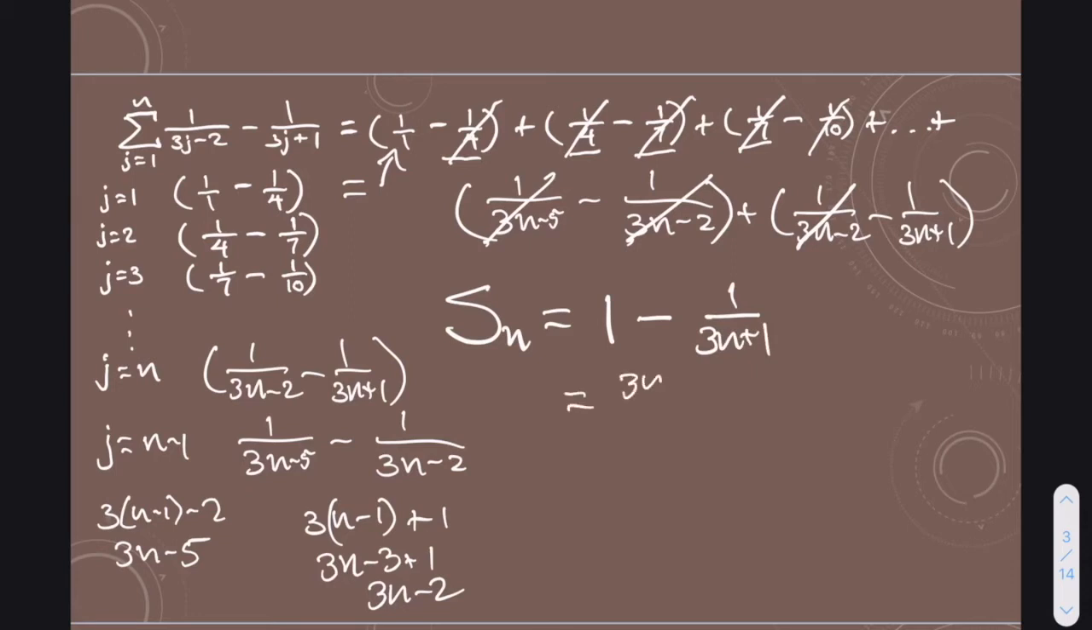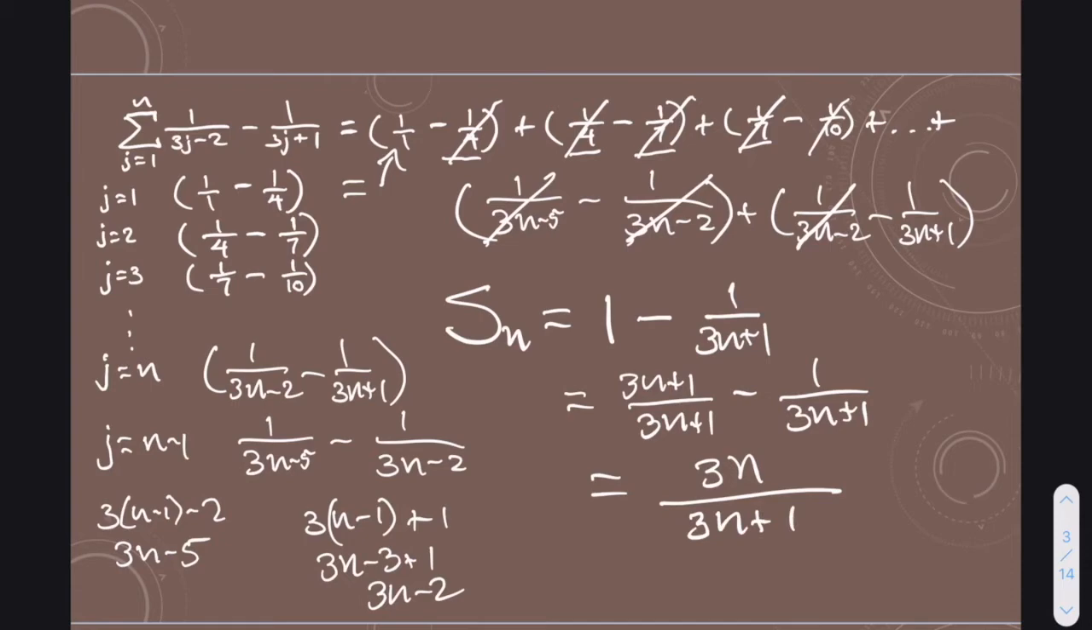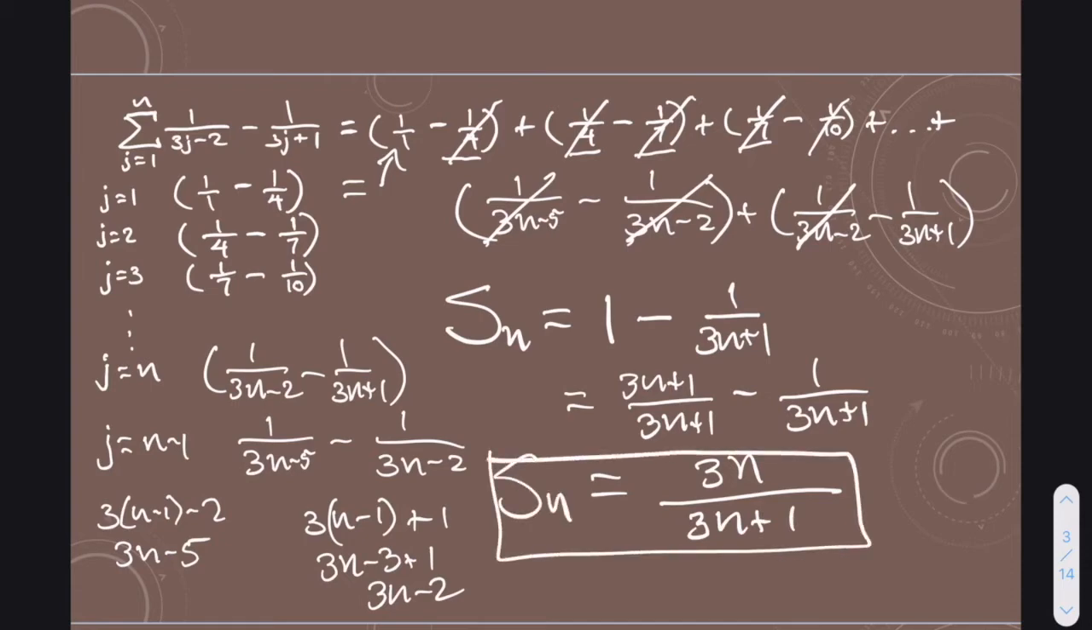We just go 3n plus 1 over 3n plus 1 minus 1 over 3n plus 1. And finally, that becomes 3n over 3n plus 1. And that is the sum of our telescoped equation.